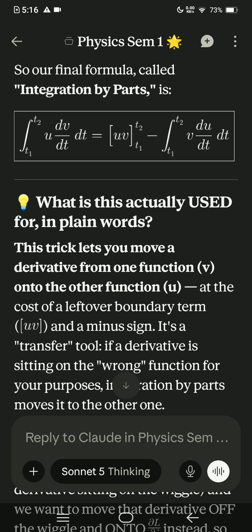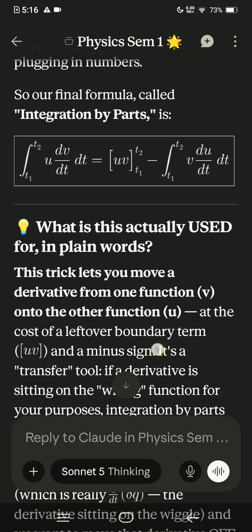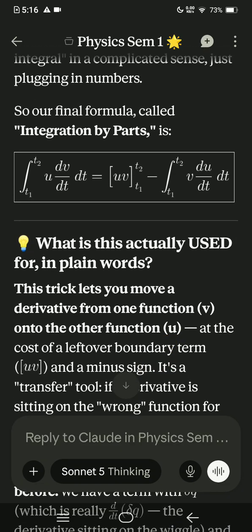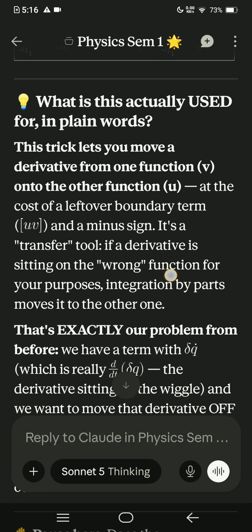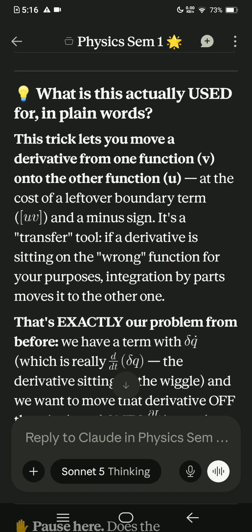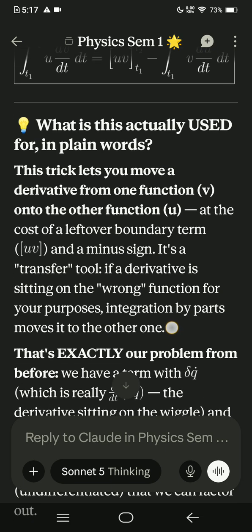What is this actually used for in plain words? बस हो गया, इतना ही था. What is this actually used for in plain words? This trick lets you move a derivative from one function v onto the other function u at the cost of a leftover boundary term uv and a minus sign. It's a transfer tool. नहीं समझ आया मुझे.